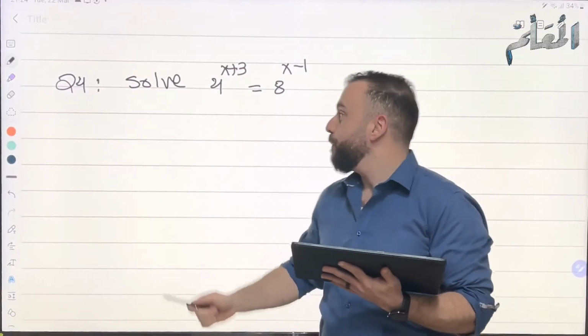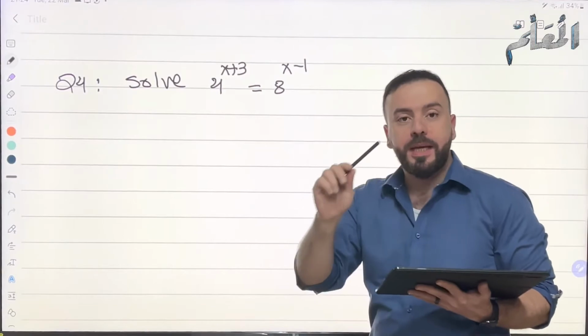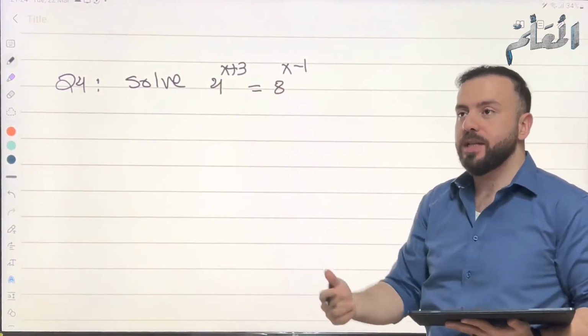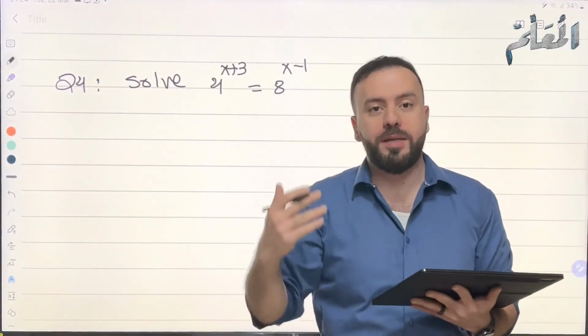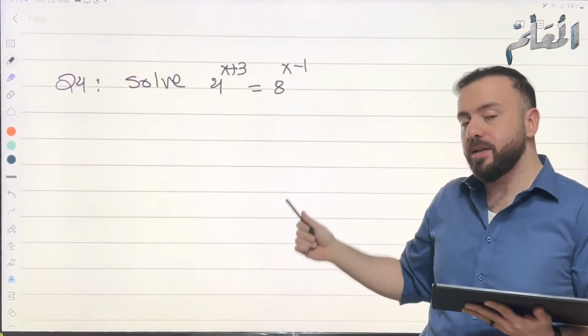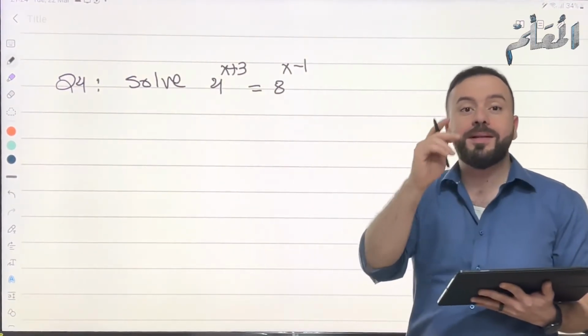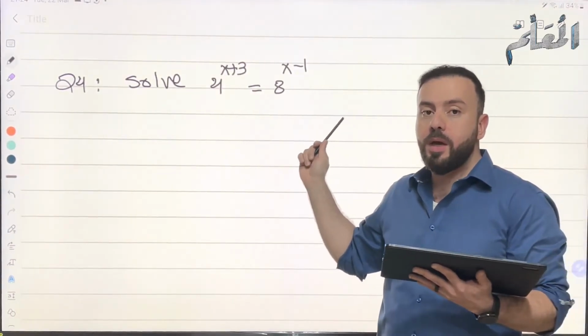Okay, see question 4. So 4 power x plus 3 is equal to 8 power x minus 1. How to solve exponent equations, which contains how to balance the answer, and there are many ways to solve equations, but especially in this case there are two methods. I'm going to use the easy one, but remember you can use logarithms to solve exponent equations.